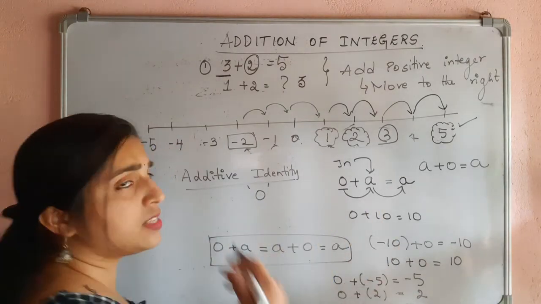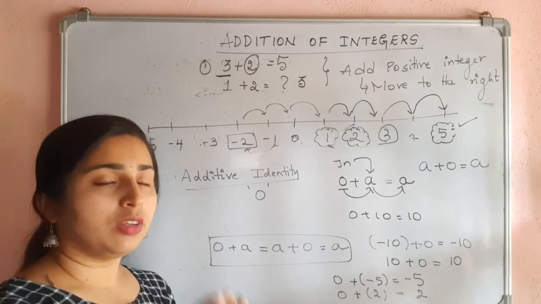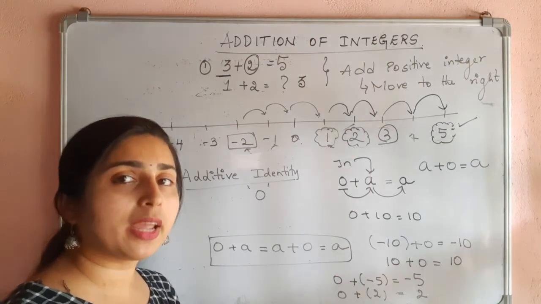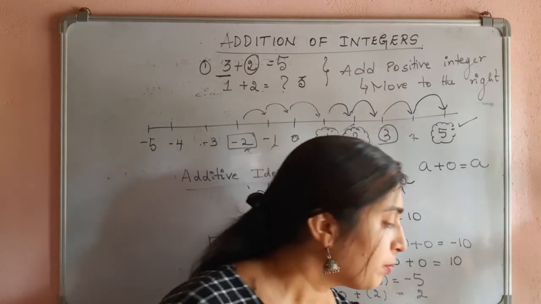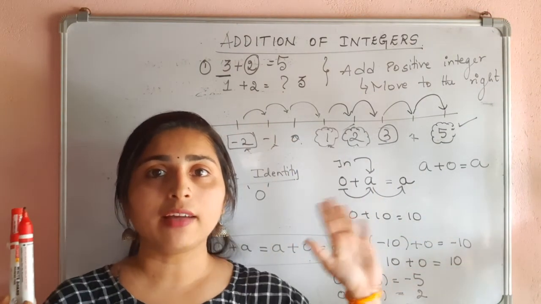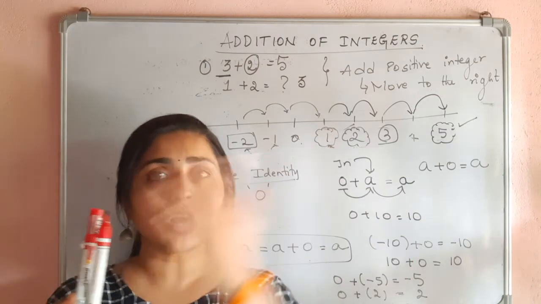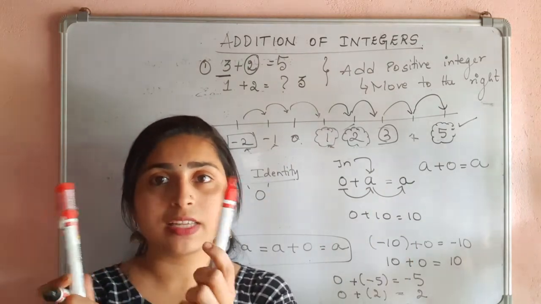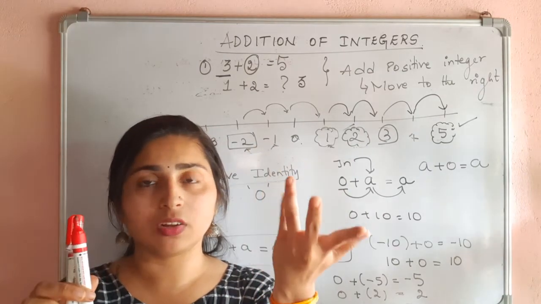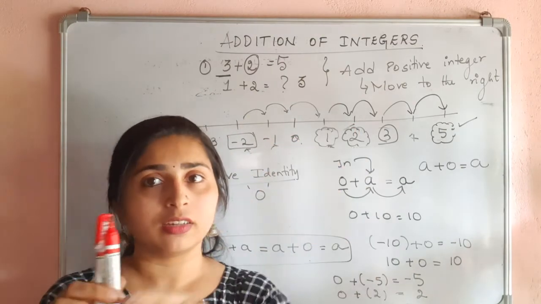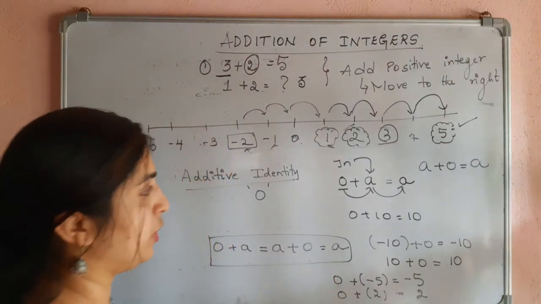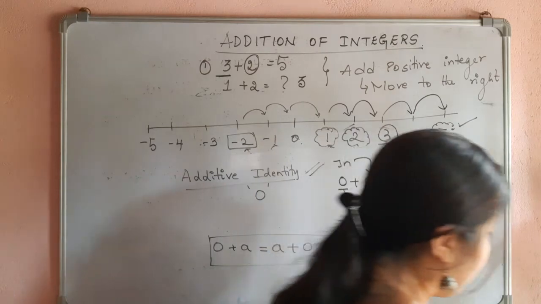Adding 0 means you are adding nothing. If you are going to add something which is not there, will it make any difference? For example, I have 2 pens in this hand and nothing in the other. If I add something which is not there, will it make any difference? No, you will be having 2 only. You are adding nothing, but what will be your answer? That will be 2. That will make no difference. So this is the additive identity.